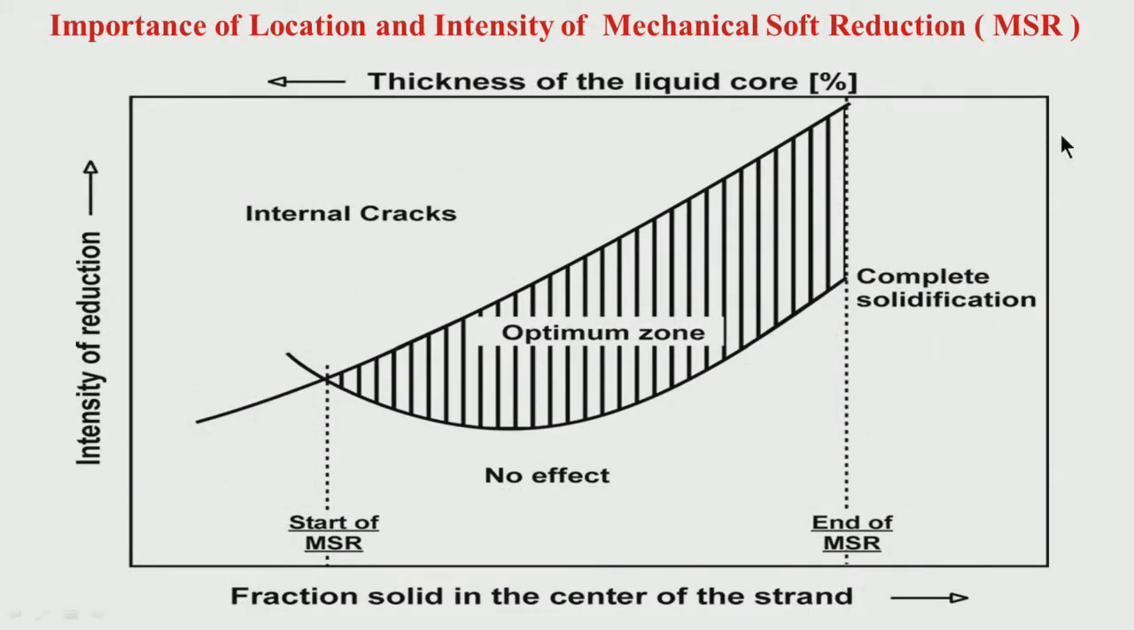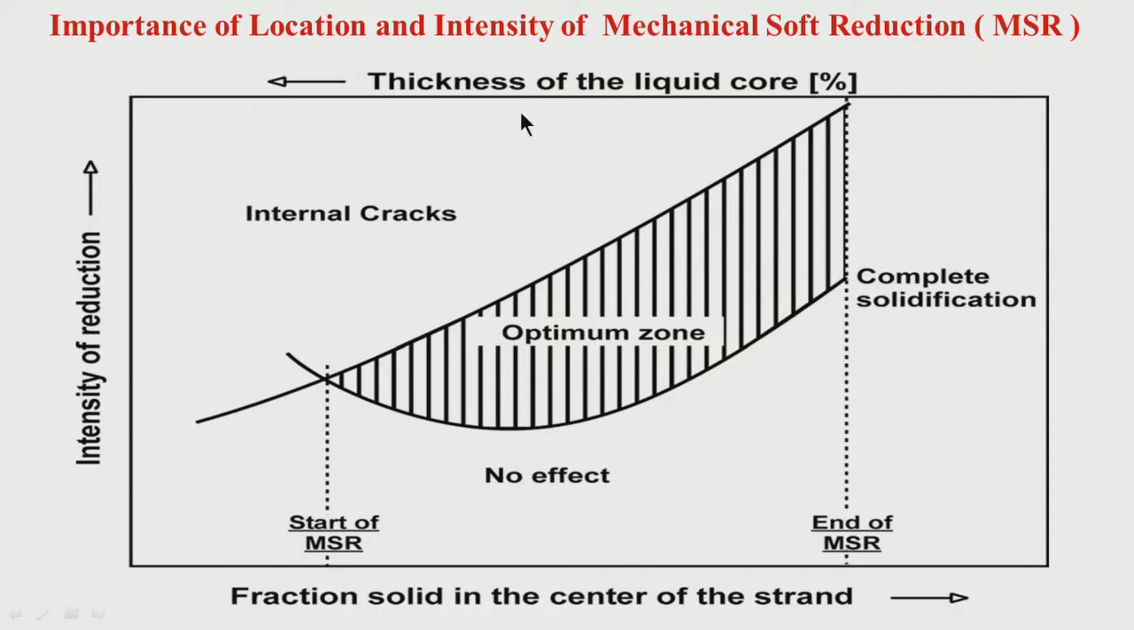Now, as I was telling you, let us try to understand how you decide where to give the pressure and how much pressure to give. This is again important. This is the intensity of reduction, that means how much reduction you are giving. So, intensity is increasing this way, and fraction solid in the center of the strand, that means how much liquid will be there in the mushy zone and how much solid will be there. These are basically dependent. Fraction of solid increasing means the liquid core will be decreasing.